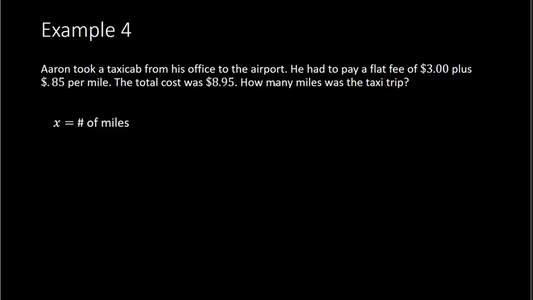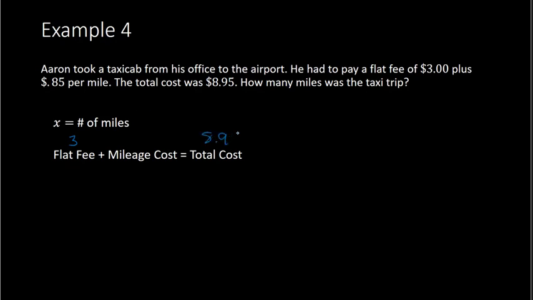Now from here, to set up my equation with the variable, I need to think through what information is given in the problem. So I know that if I were to add my flat fee plus the mileage cost, that will equal my total cost. So this is my general setup. From here I can plug in the numbers and the variables. So the flat fee is $3. The total cost was $8.95.